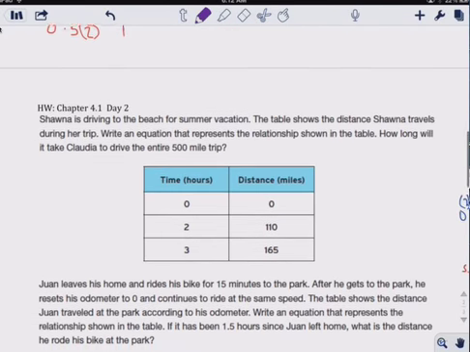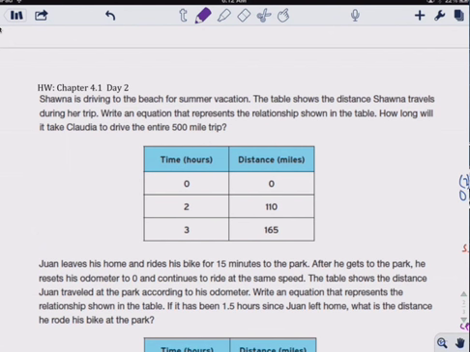And here is today's homework. Right here. Shauna is driving to the beach for summer vacation. The table shows the distance Shauna travels during her trip. Write an equation.